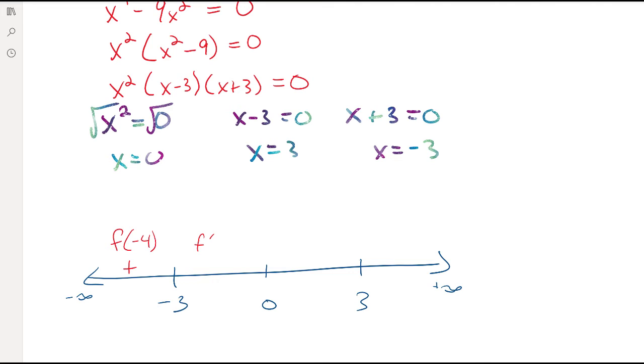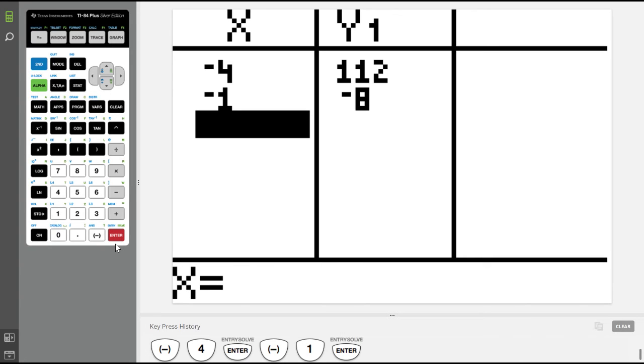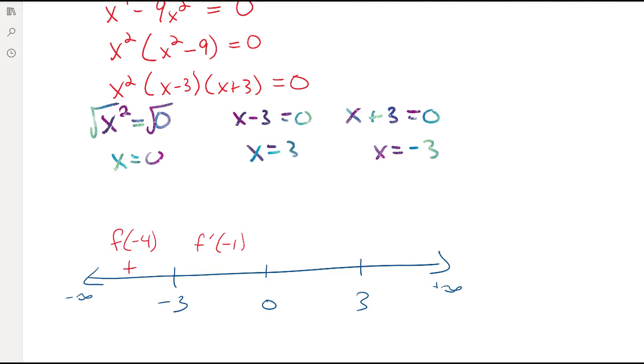Think of a number between negative 3 and 0. I can do a negative 1. I could have done a negative 2. I could have done a negative 2.99 if I wanted to. So we're going to go back to our calculator, plug in a negative 1, and we get a negative 8. So that means we are negative in between that region.